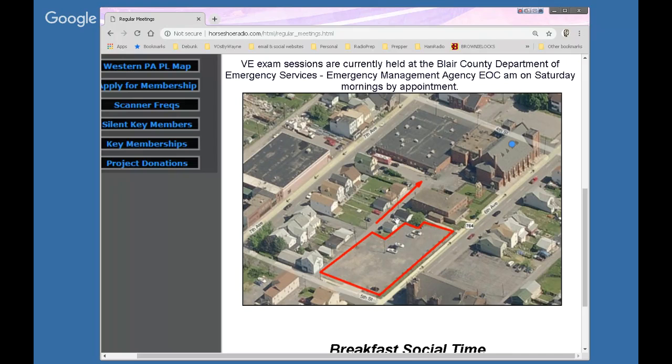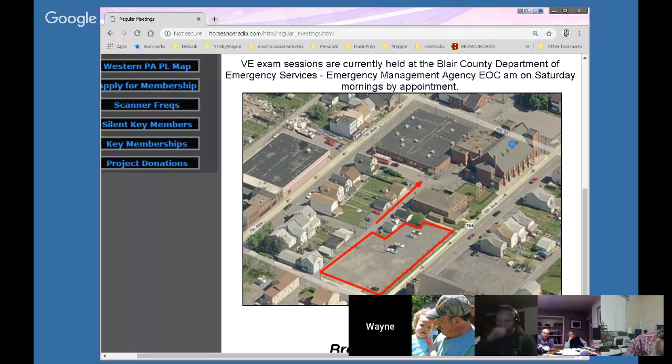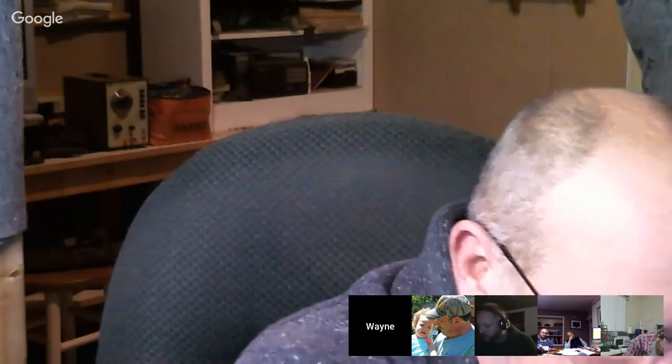Okay. Yeah, it's actually very close to where I work, but still. Okay. I'll make sure I have the address though in the thing. Good deal. All right. Thanks, Colin.